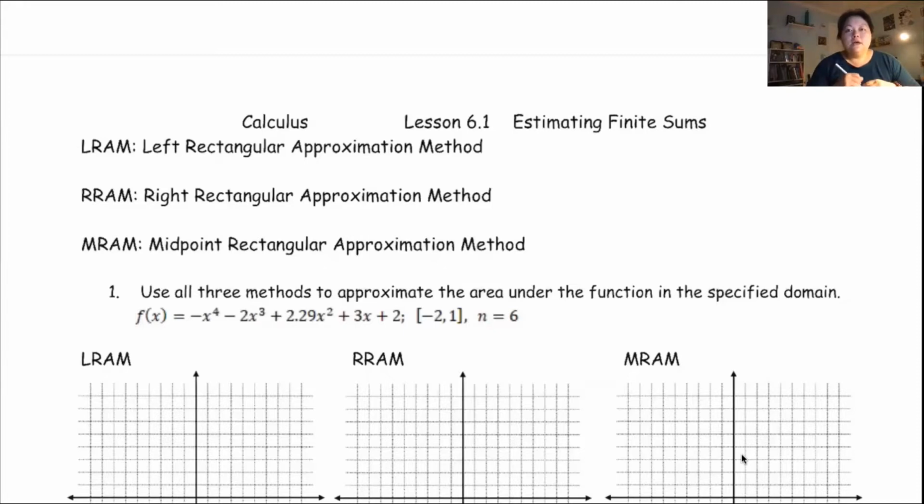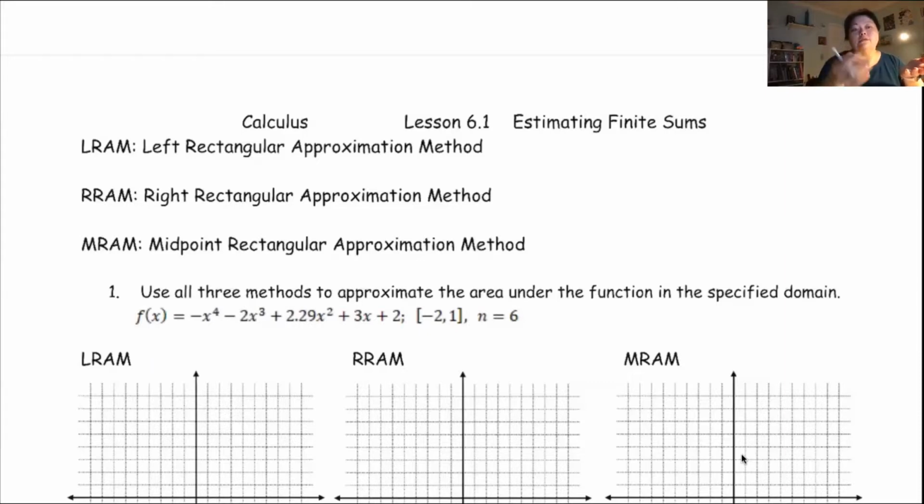So this lesson is on 6.1, estimating finite sums. What this is saying is that before the days of calculus, mathematicians took the area between the curve and the function, and they used rectangles to approximate the area, right? There are actually 3 ways to draw the rectangles.